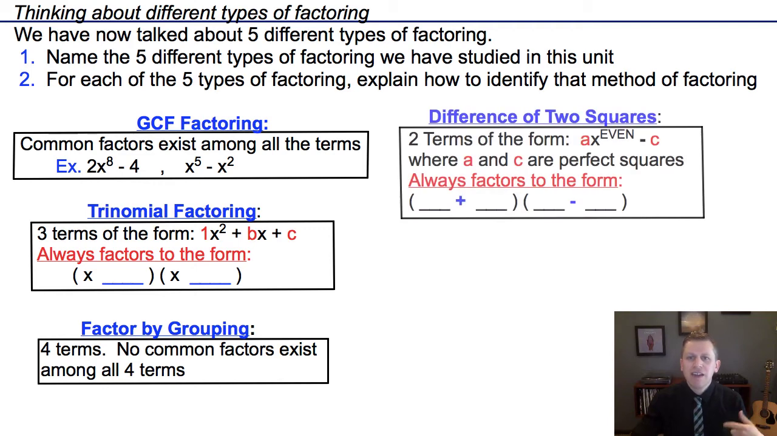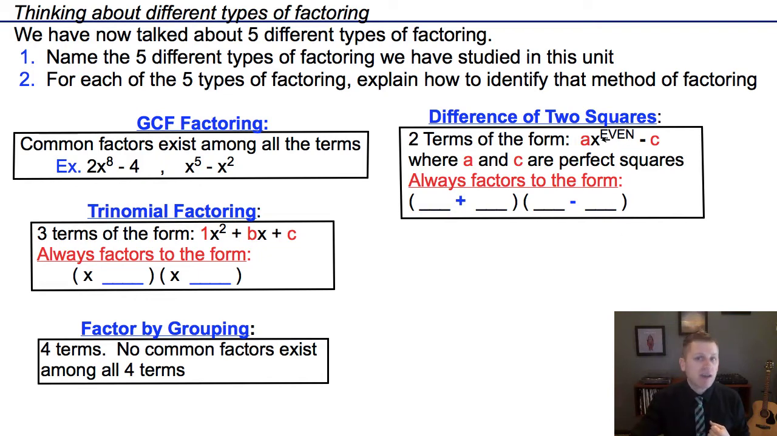We also looked at factoring by the difference of 2 squares. I'll refer to this as DOTS as an abbreviation. With difference of 2 squares, you need to have 3 things happening in order to identify the difference of 2 squares. You have to have a difference. That's this subtraction sign here. You have to have 2 terms, 1 and 2, and they have to be perfect squares.